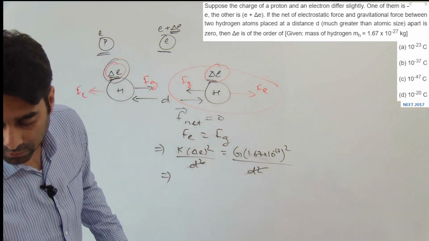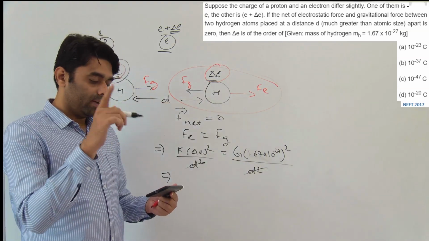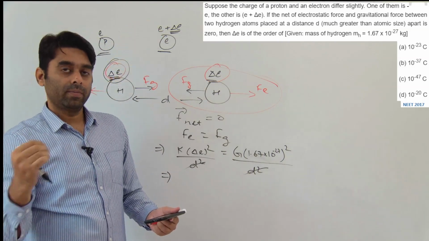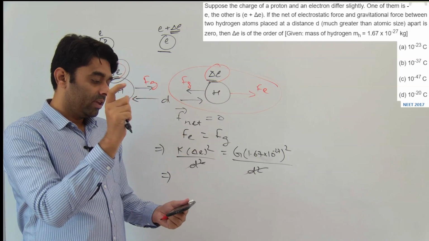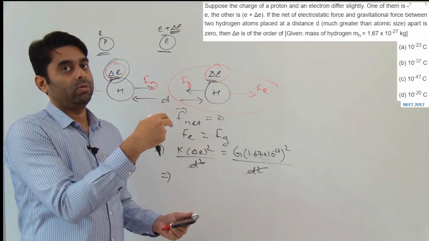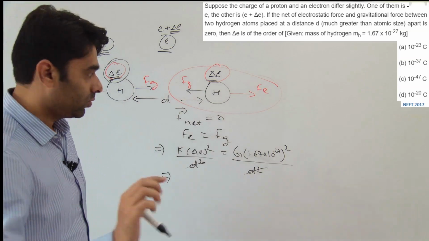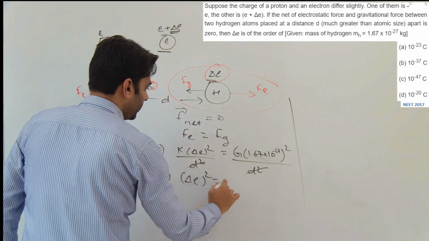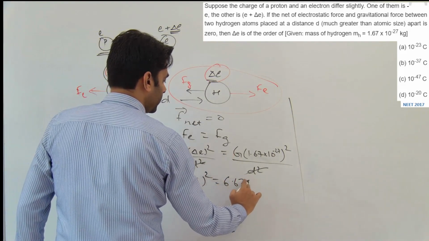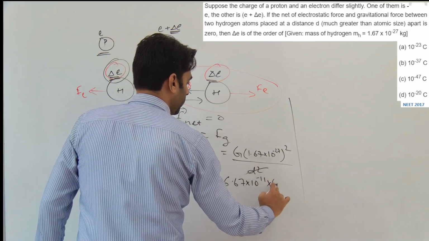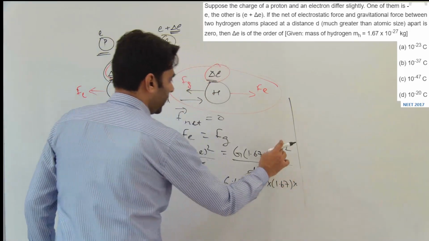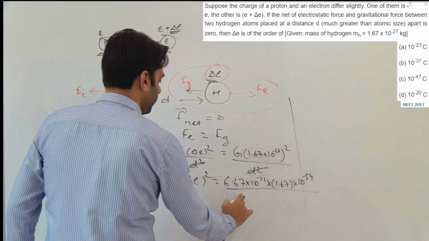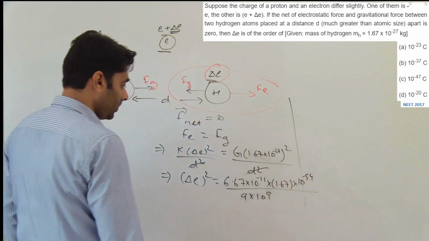Next, they are asking us delta is of the order of. Now please see carefully the 4 options which are given to you: 10 power minus 23, 10 power minus 37, 10 power minus 47, 10 power minus 20. Again the options are very distinct, and anyway they are asking for the order of. So don't get into too much calculation over here, just look at the rough calculation so that we can find out this delta E. So over here I can write delta E square is equal to G. How much is G? 6.67 into 10 power minus 11. This is your 1.67 square. This will be 10 power minus 27 square, which is 10 power minus 54, divided by, over here K will come, which will be 9 into 10 power 9.